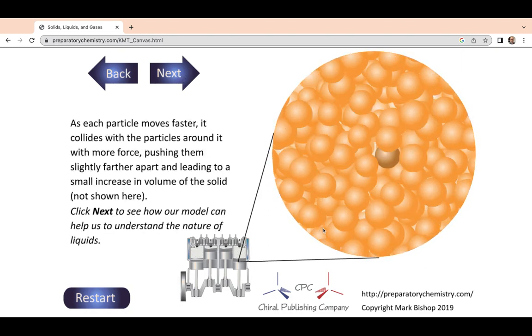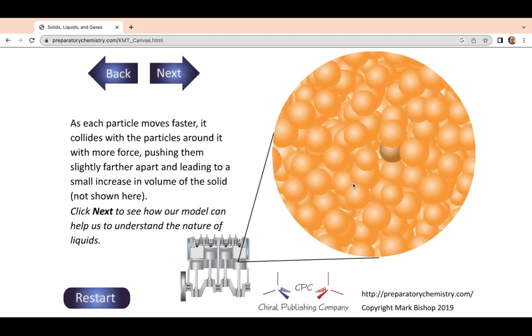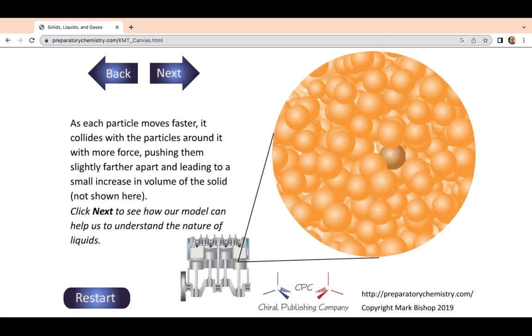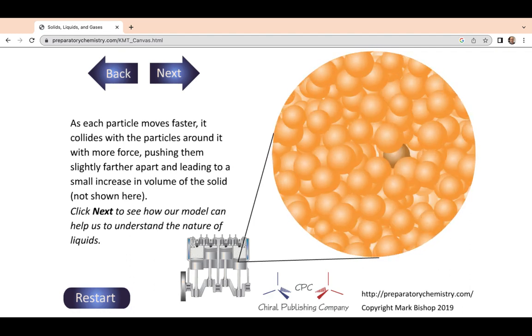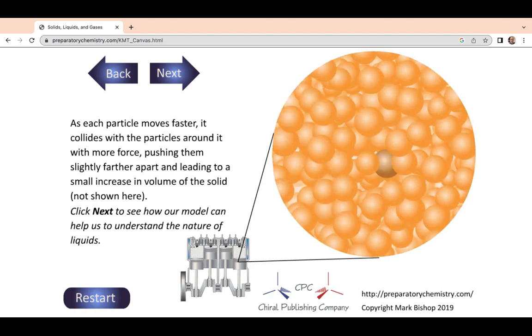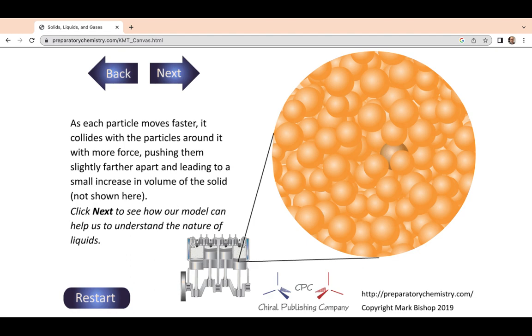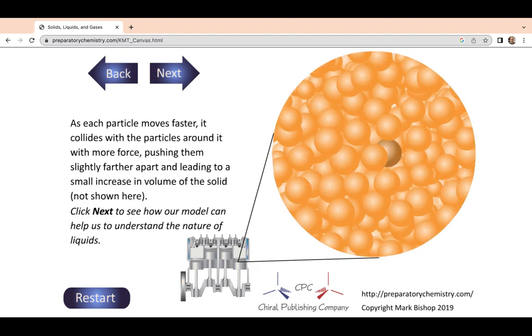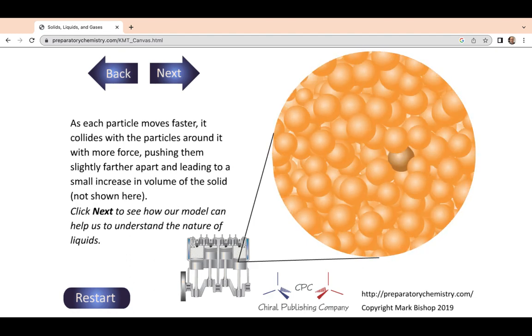The heat is then going to increase the temperature and the velocity of the particles. So here they are moving faster. And so as each particle moves faster, it collides with the particles around it with more force. And this is going to push them slightly farther apart. And this is going to lead to a small increase in volume of the solid.